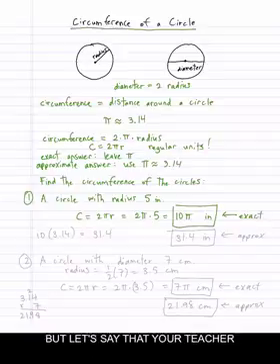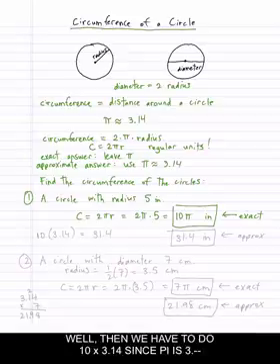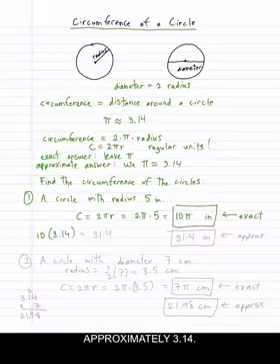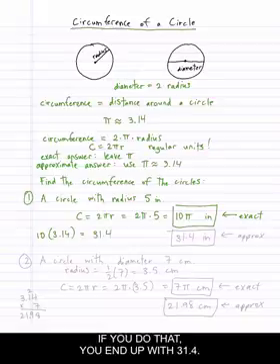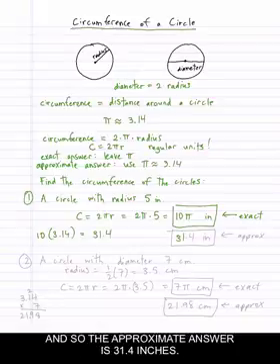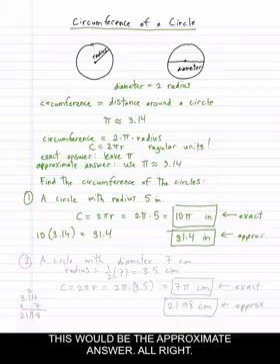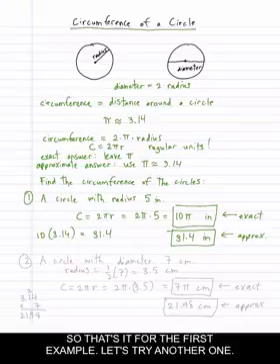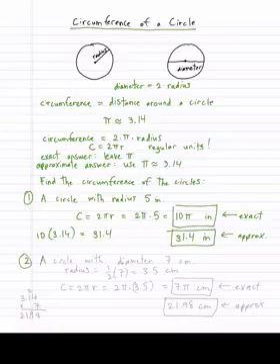But let's say that your teacher wants you to put an approximate answer. Well, then we have to do 10 times 3.14, since pi is approximately 3.14. If you do that, you end up with 31.4. And so the approximate answer is 31.4 inches. This would be the approximate answer. Alright, so that's it for the first example. Let's try another one.